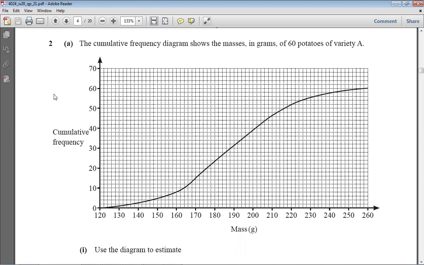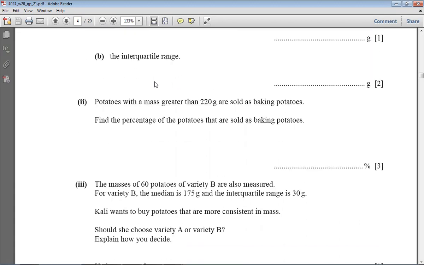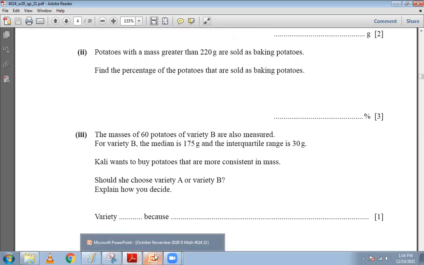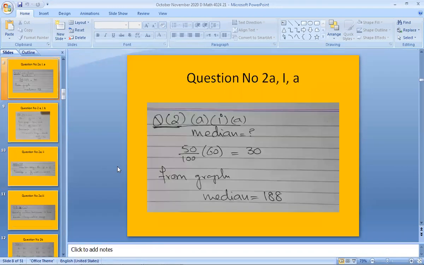So there are 8 potatoes whose mass is more than 220 gram, and then they want you to represent this as a percentage. So that will be the number of potatoes which are more than 220 grams divided by the total number of potatoes multiplied by 100. Let me show you how this is done. Question number 1, second part, and it's a 3-mark question, an important question. Okay, so more than 220 gram is equal to 60 minus 52, and that will be 8. So the percentage will be 8 by 60 times 100. That will be 13.3%.